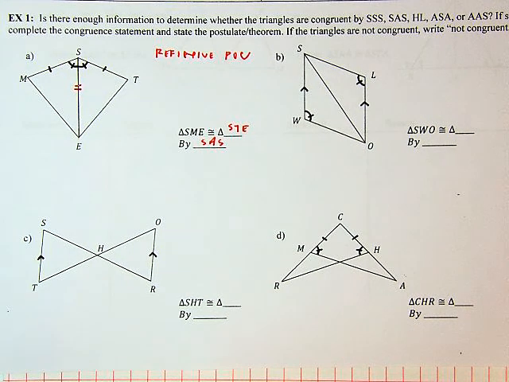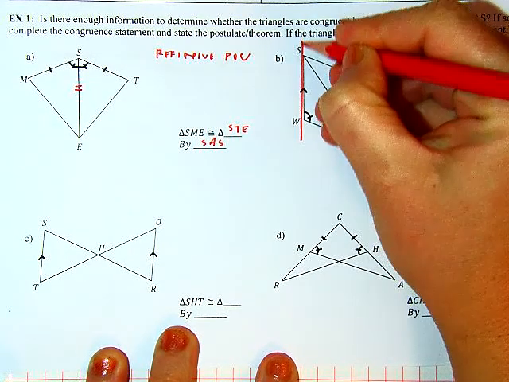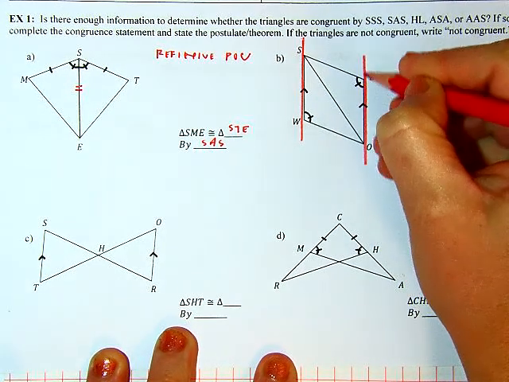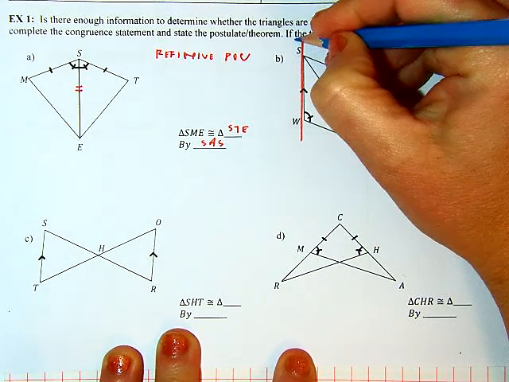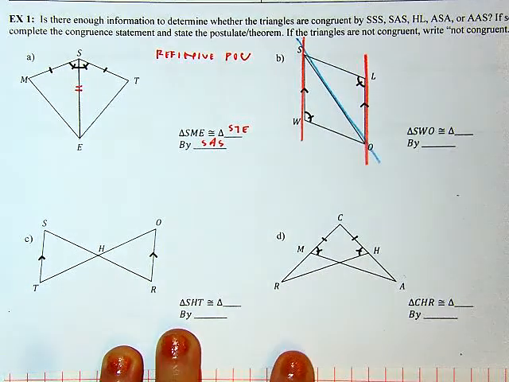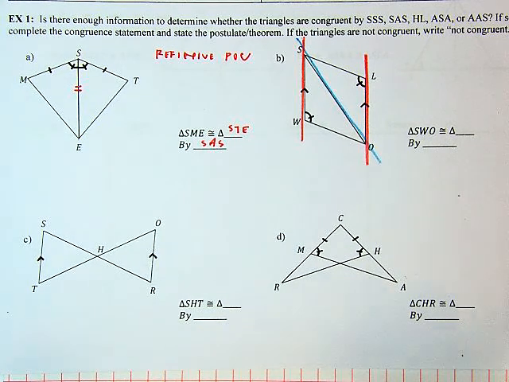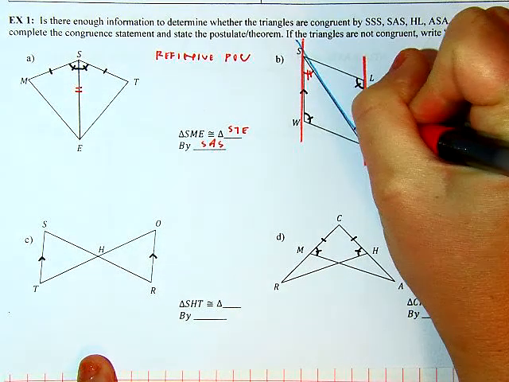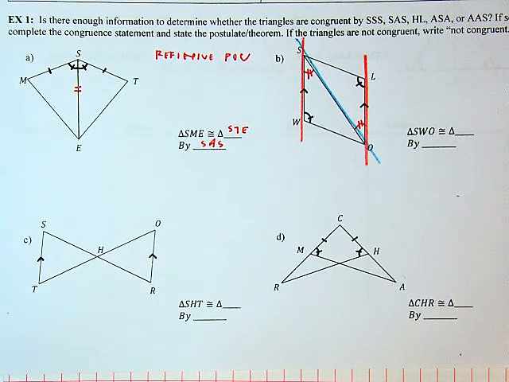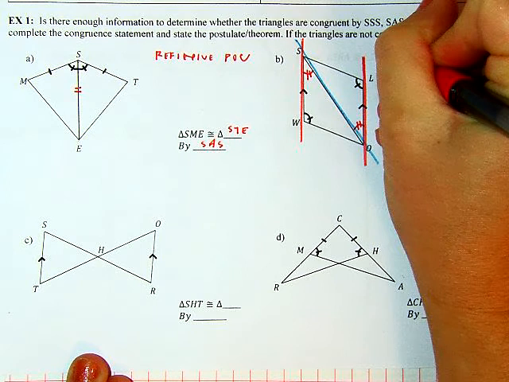Okay, over here in B, I see those parallels, so I know I'm going to have to build off of them. So I like to emphasize those in bright red. And then my transversal here in blue. Okay, so now I can see that I have alternate interior angles that I can link up here and here. So the reason I can do that is the alternate interior angles theorem. Let me write that off to the side.